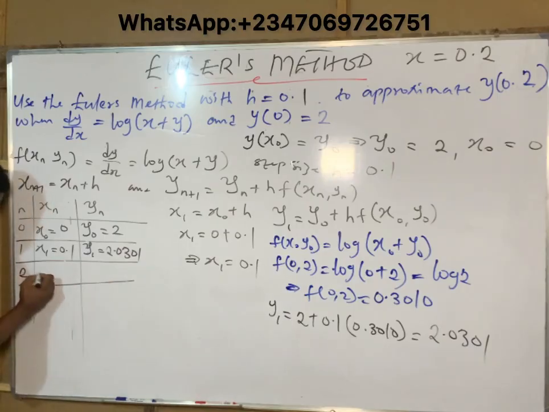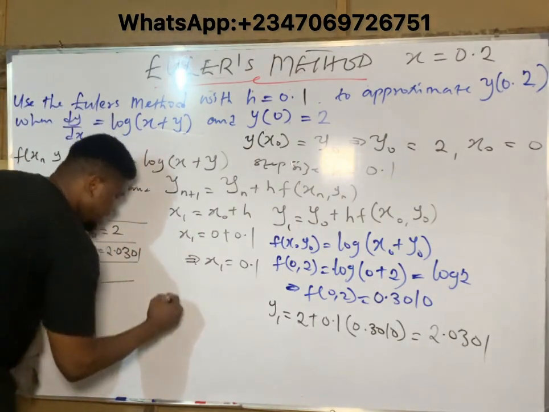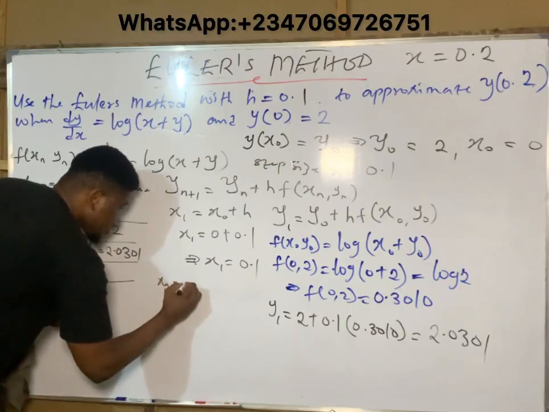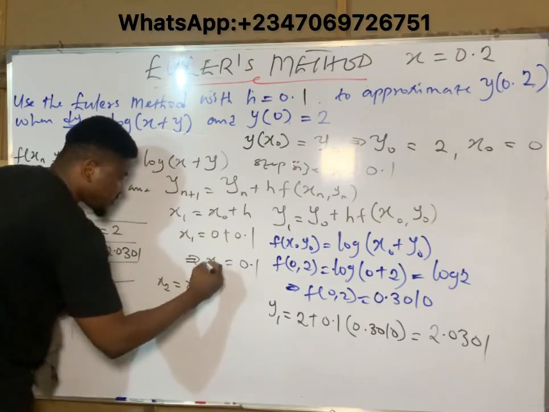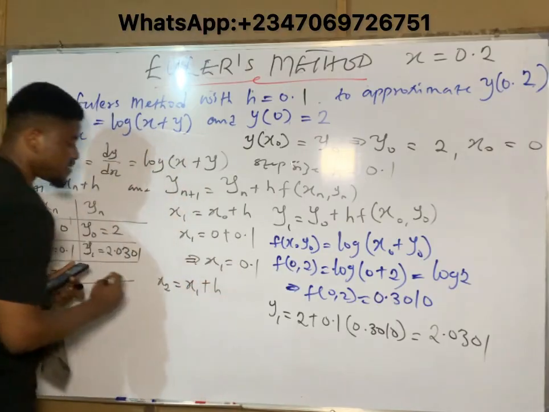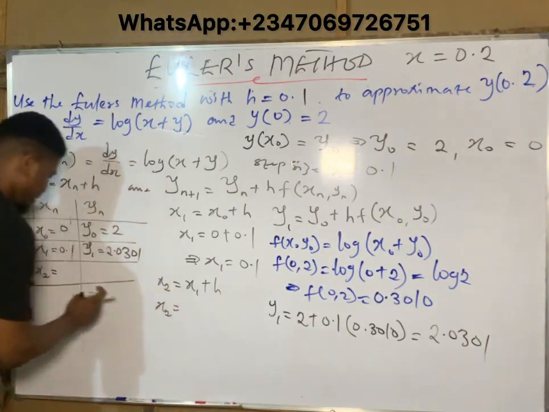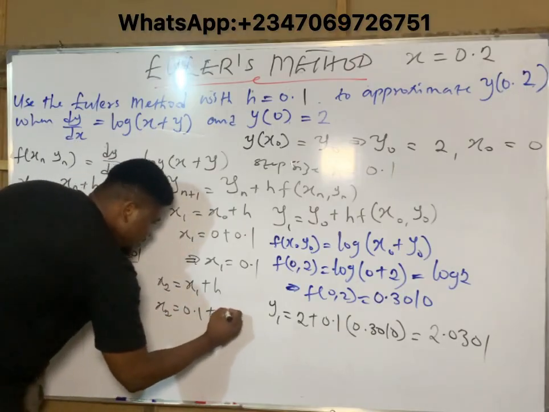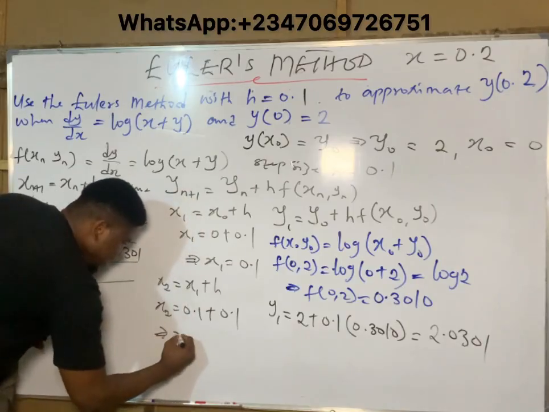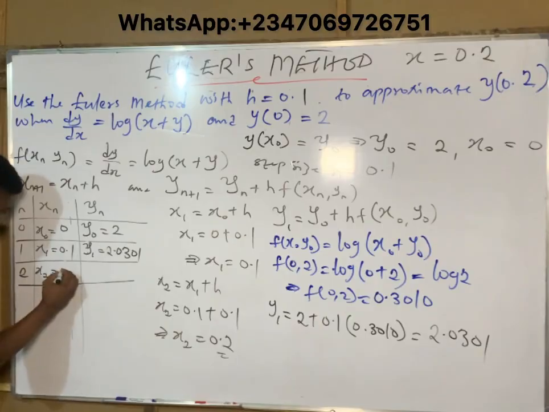Next, we find the value of x when n is equal to 2. When n is 2, x becomes x2. What then is the value of x2? We still come back from here. Now, instead of x1, this is now x2, and instead of x0 here, this becomes x1. So we recall the previous values, plus h. The step size remains constant, it doesn't change. So x2 is equal to x1, which is 0.1, plus the step size 0.1. This implies that my x2 is equal to 0.2.